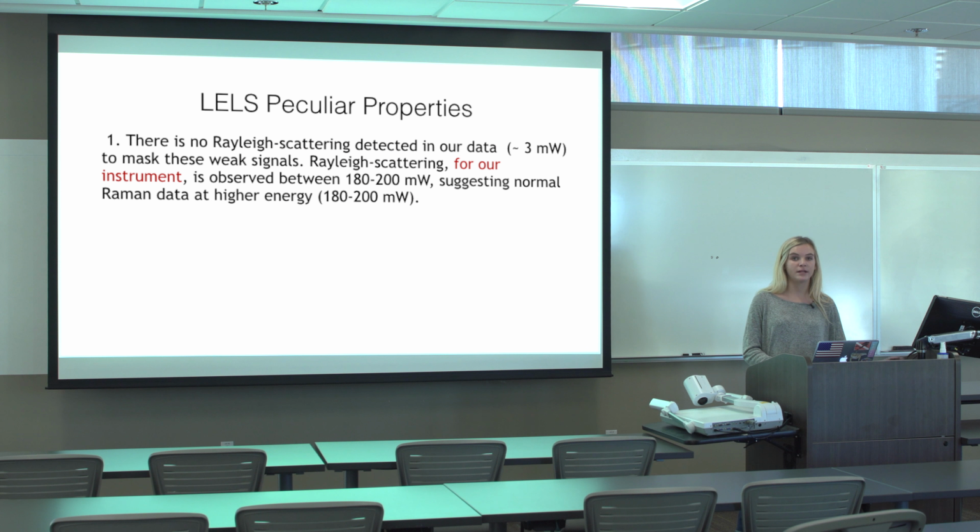So, peculiar properties of the LELS laser. We have no Raleigh scattering detected in our data, and we're firing at about 3 milliwatts. This Raleigh scattering that is normally seen in Raman spectroscopy masks a lot of signals, but because we do not have the Raleigh scattering, there are no weak signals that are masked. In regular Raman data, the Raleigh scattering is observed at about 180 to 200 milliwatts, and when we turn our laser up to about that energy, that is when we start to see our Raleigh scattering. We also do not have anti-Stokes lines.